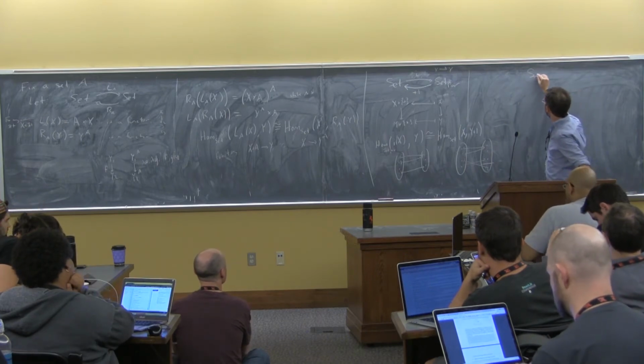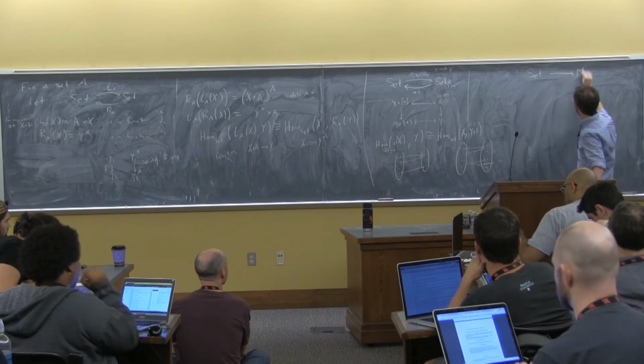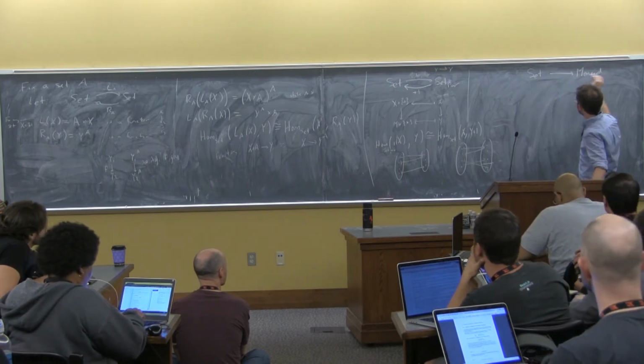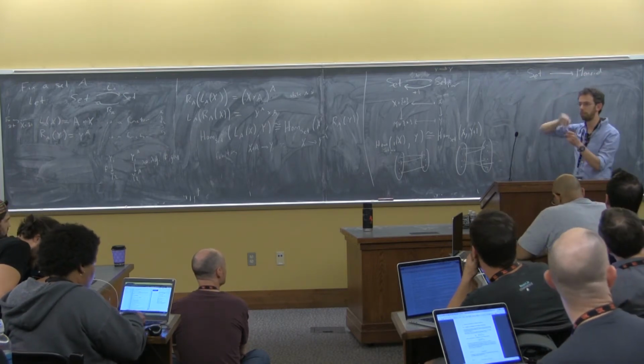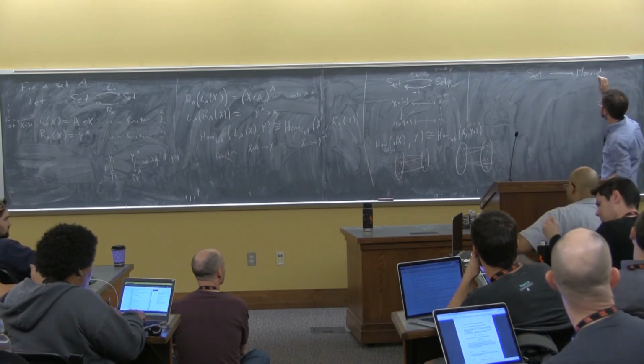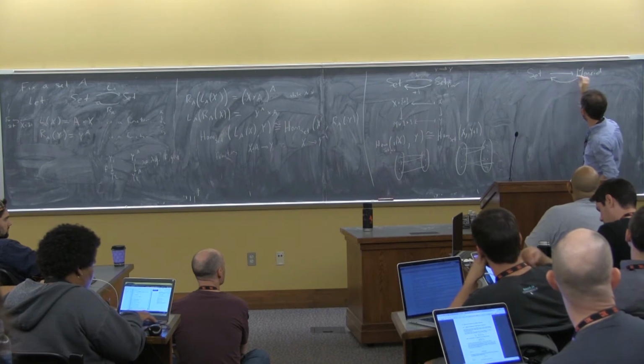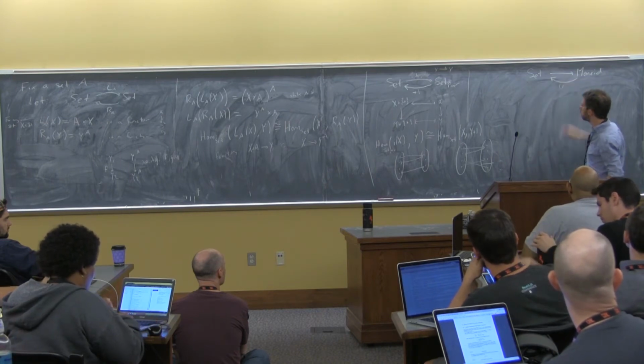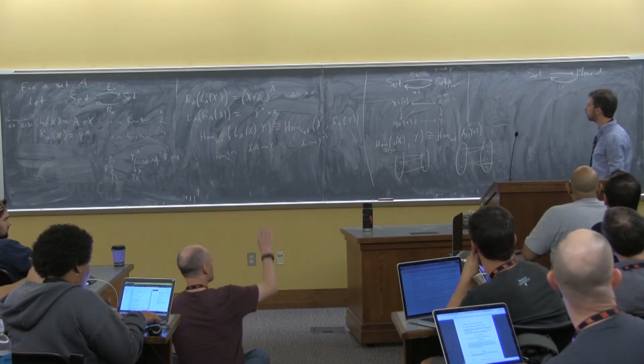So there's also a functor from set to monoid. It takes any set and gives you the free monoid on it. And there's a functor back that takes a monoid and gives you the underlying set. Actually, maybe I won't say this. It's kind of too much.